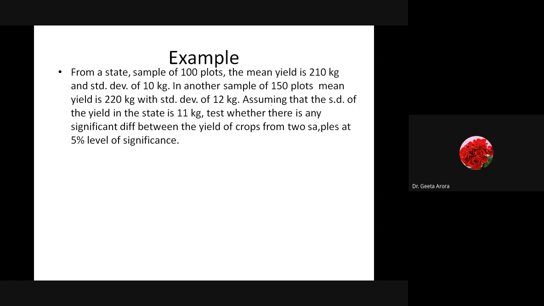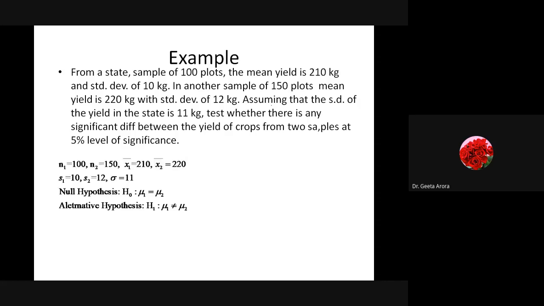I'm sorry, s1 and s2, because we are talking about the samples. Correct? Now what we are assuming, it is given that the standard deviation of yield in the state is 11 kg. We have to find out whether there is any significant difference between the yield of crops of two samples or not. Correct?